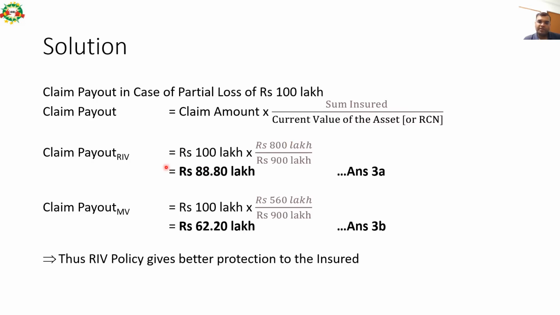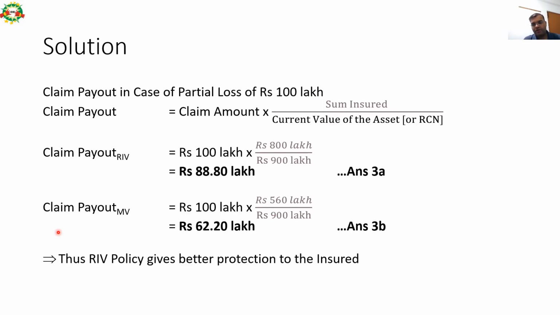So all these figures have been given in the question. 100 lakh rupees is the cost of repairing the property, given in the question, multiplied by sum insured. In case of RIV policy, sum insured is 800 lakh rupees for which premium has been paid, and RCN given in the question is 900 lakh rupees. So 100 multiplied by 800 divided by 900 is equal to 88.80 lakh, which will be received by the insured from the insurance company in case of this damage of 100 lakh rupees.